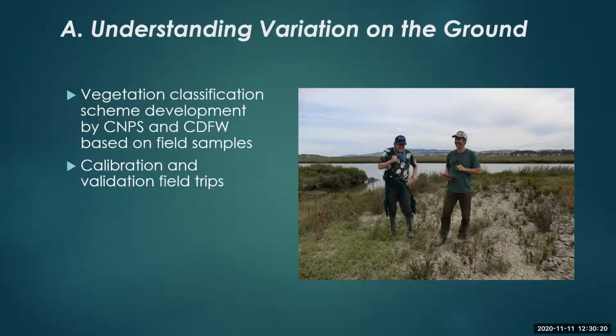But again, we have a vegetation classification scheme developed by the California Native Plant Society and California Department of Fish and Wildlife based on field samples. That gets us to those 100 plus classes and the descriptions and the keys for those classes. Then on top of the field work that's done to build the classification scheme, we also do calibration trips before the map's made and validation trips afterwards. So we do a lot of automation, but you still got to go to the field. And as I said, it's the best part of the project.